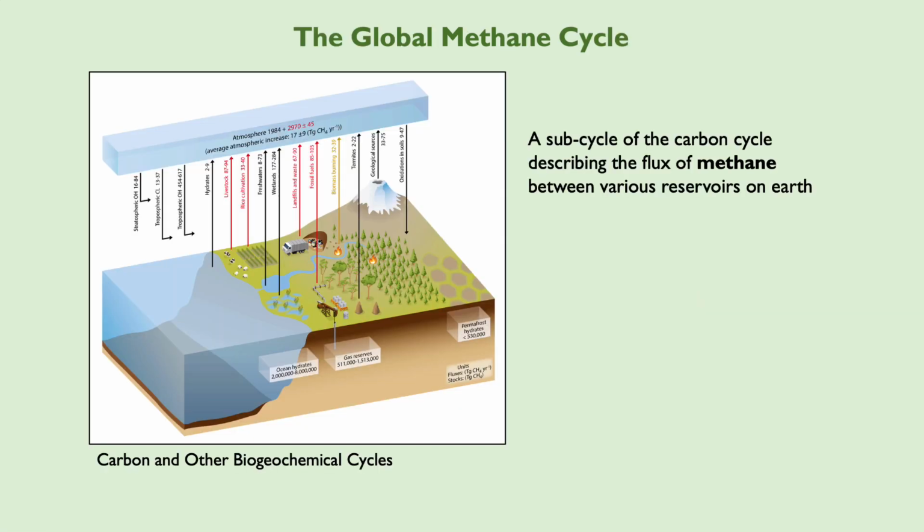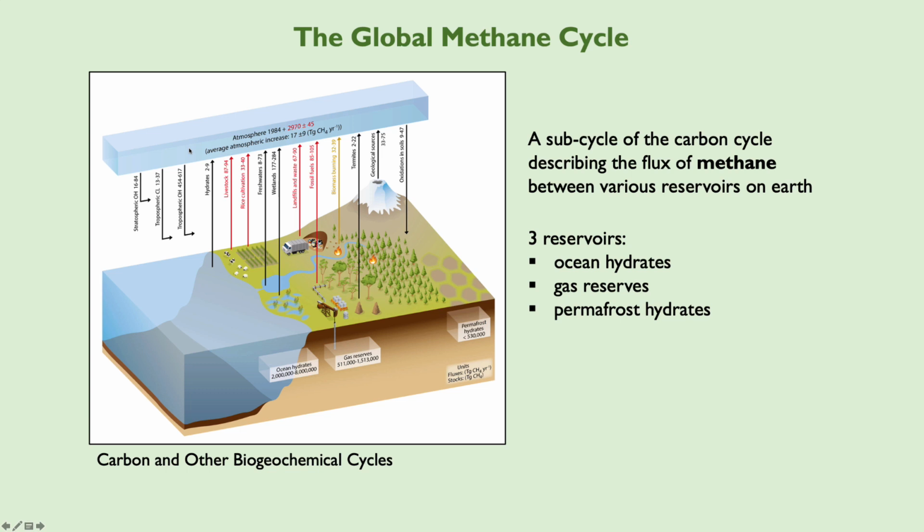Okay, so we define the global methane cycle as a subcycle of the carbon cycle that describes the flux of methane between various reservoirs on Earth. And if we consider these reservoirs of methane, the three most abundant methane reservoirs are ocean hydrates, permafrost hydrates, and gas reserves.